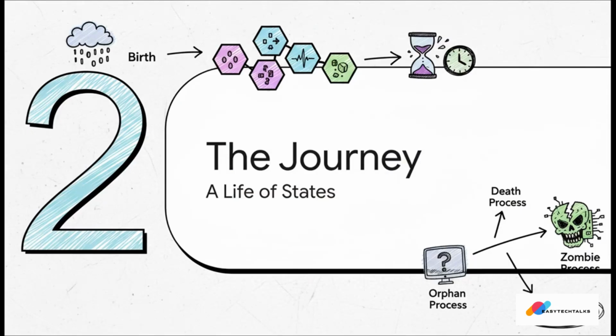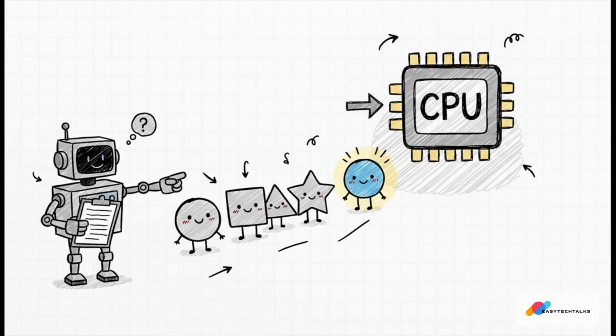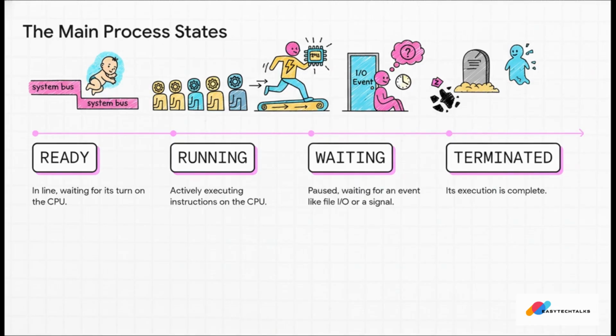Okay, so our process is born, but its life isn't just one constant sprint to the finish line. Nope, it's actually this dynamic journey through a bunch of different phases, or what we call states. You know, just because you have a program open doesn't mean it's actually using the CPU. In fact, most of the time it's not. It's probably just waiting for its turn, or maybe it's waiting for you to click something. And the master conductor waving the baton here is the operating system's scheduler. And these are the key states in its life.